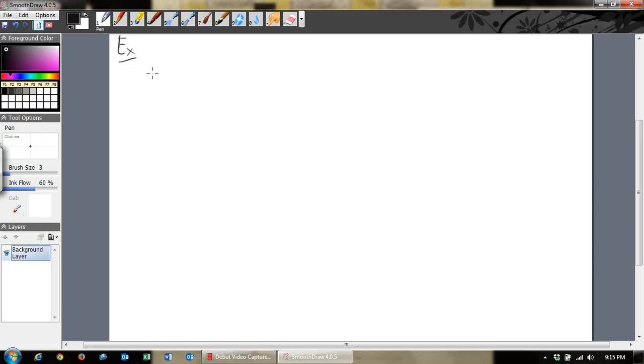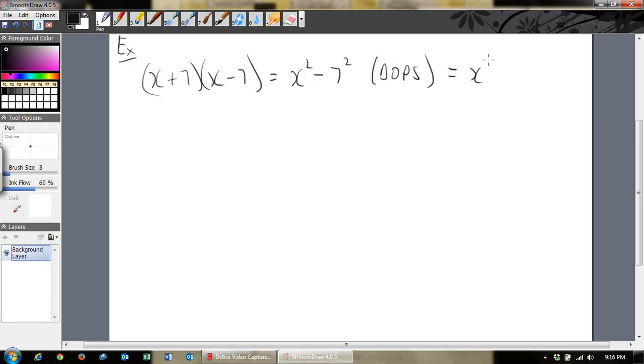Let's do an example. Just quickly expand x plus 7, x minus 7. Now you see you've got x plus something, x minus something, so you should recognize this as the difference of perfect squares. And it's going to be equal to the first term squared, x squared, minus the second term squared, minus 7 squared. Okay, that's due to DOPS, which is equal to x squared minus 49. And that's it. It's just a fast way to expand, and you'll see later it's a fast way to factorize.